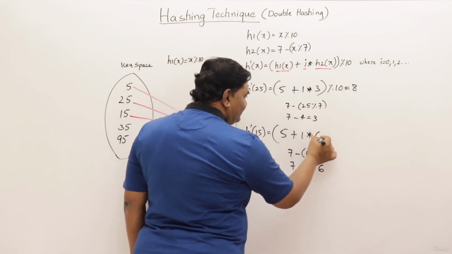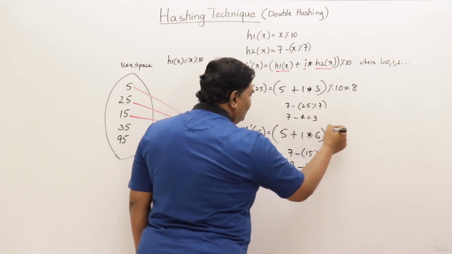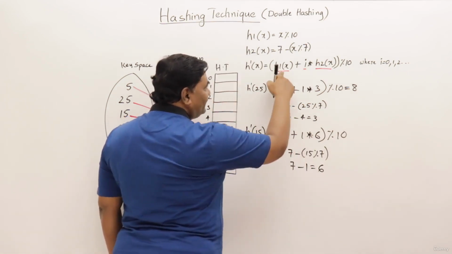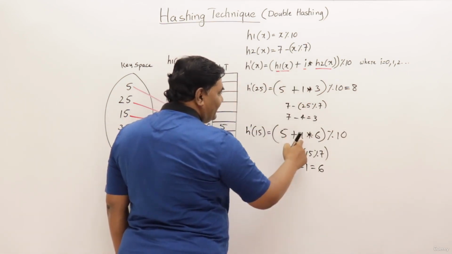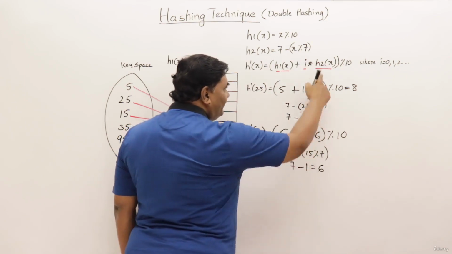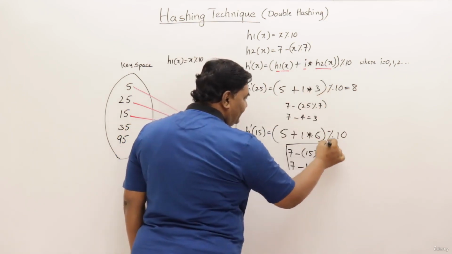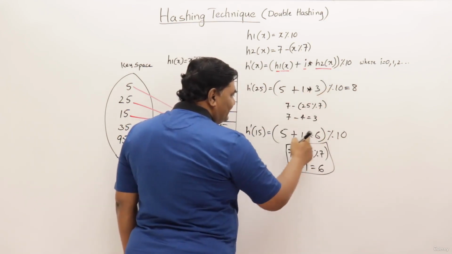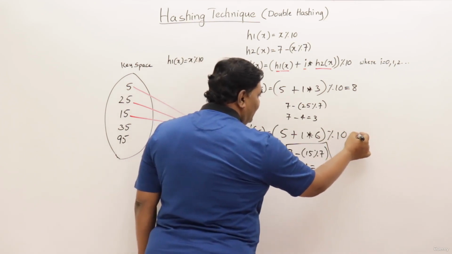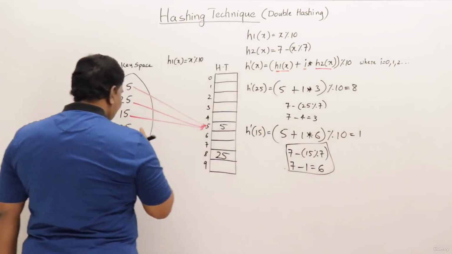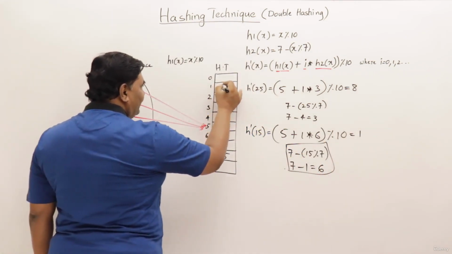So this is 6 mod 10. So 5 plus, 5 is for this one, plus as it is, i is 1, then h2 of x is 6 that I have evaluated here. So this is 11 mod 10. So the answer is 1. So this 15 should be stored at index 1.